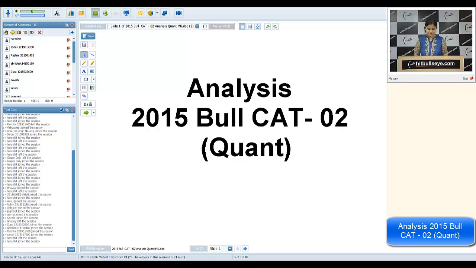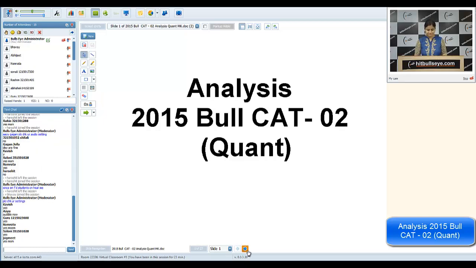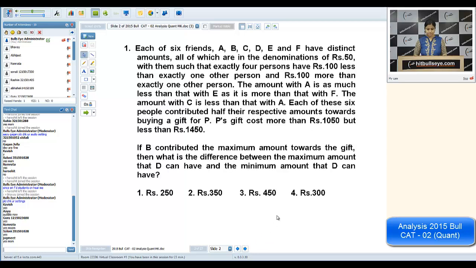Let us start analysis of Bull Cat 2. I'll be taking the quant section. Okay, then let us start. First of all, question number 1. Any problem in this question?